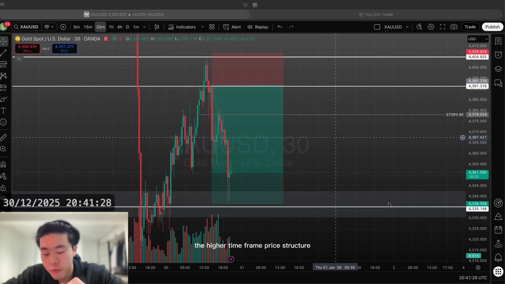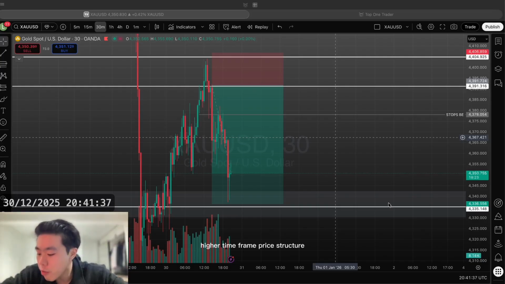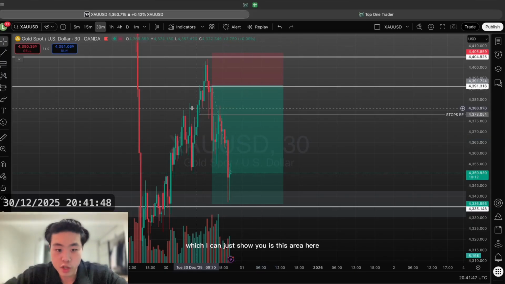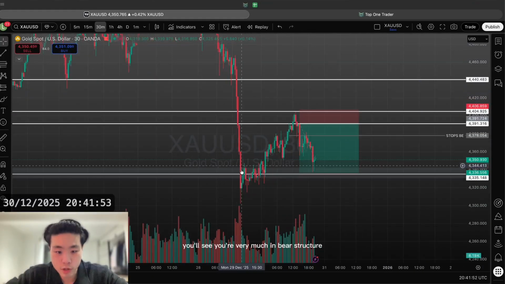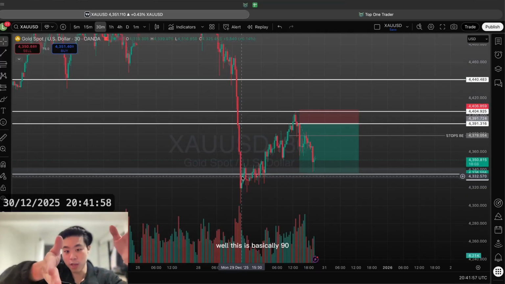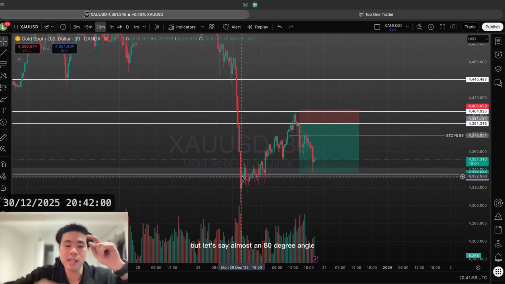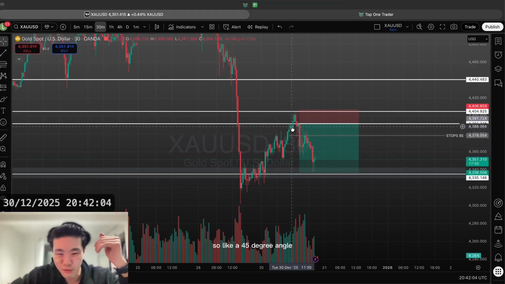The higher time frame price structure. I haven't touched on this before because I thought it was self-explanatory, but I'll put it in because it's valuable to me. What we did was determine a bearish market from the recent free fall, which is how steep price is, which I can just show you is this area here. If we zoom out, you'll see you're very much in bearish structure. It's very steep to push down, maybe almost an 80-degree angle. And then price action starts coming up more like a 45-degree angle.